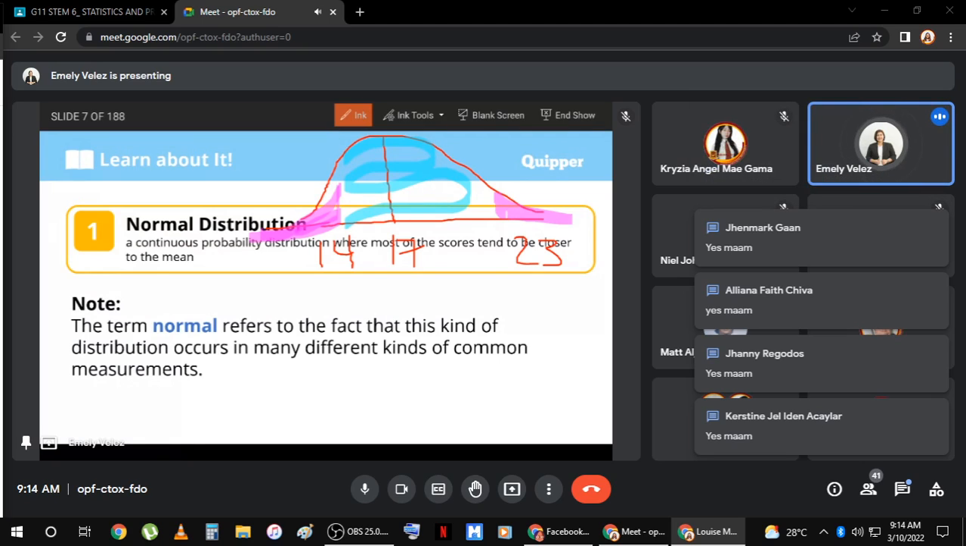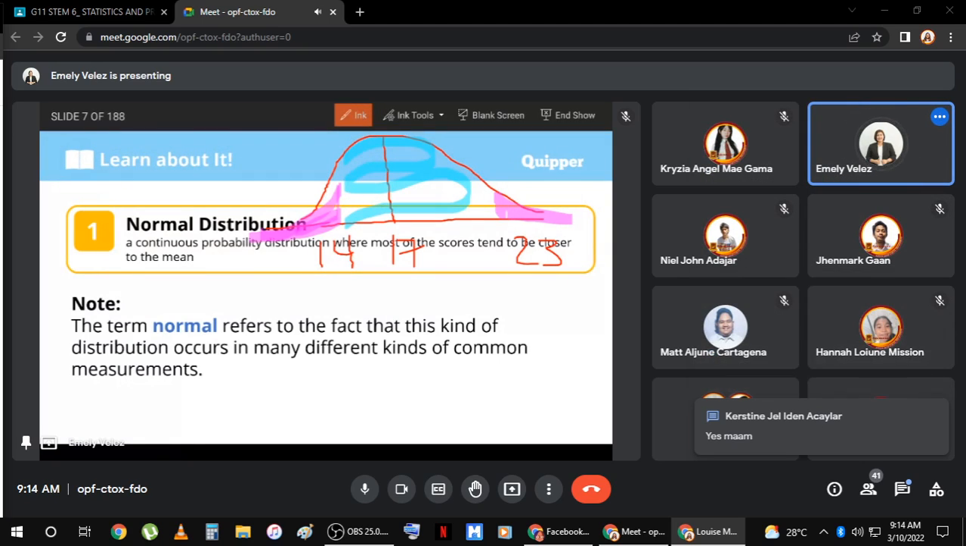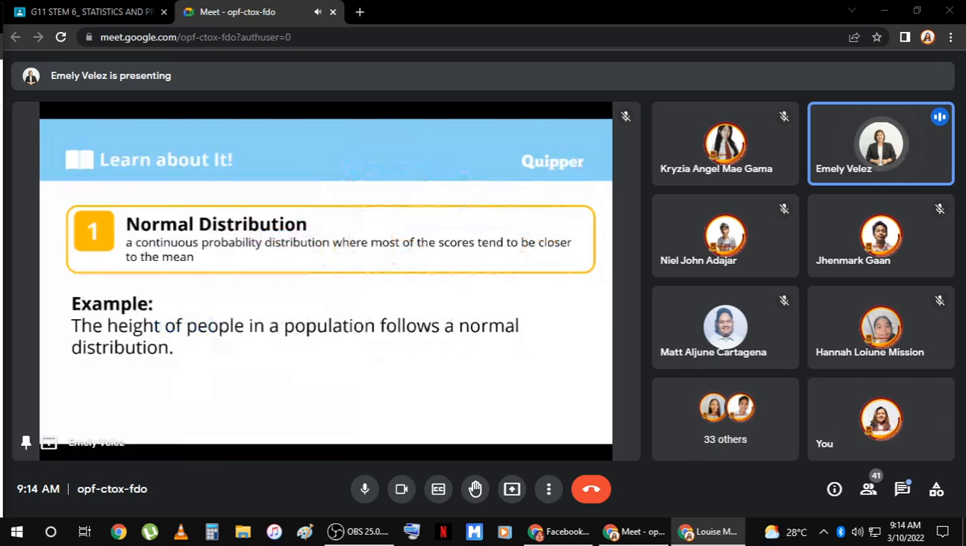So, that is our description of the normal distribution. So, another thing, the height of the people in a population follows a normal distribution. Try to look at the Filipinos compared to the Americans. Mas taas man ang mga Amerikano. Pero kita, Pinoy, mura na ang average nga height. That is why if somebody will be joining a pageant, they need to consider also the height. Seldom lang ma-qualify.